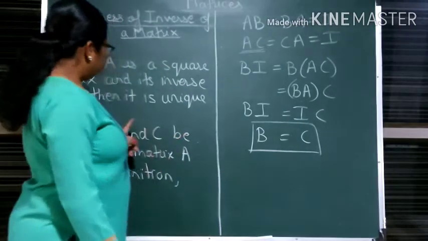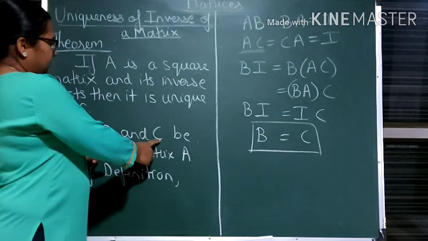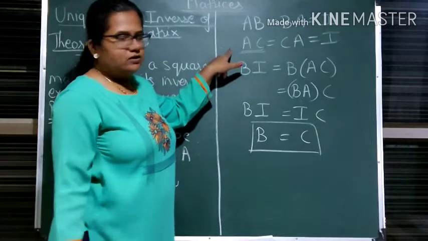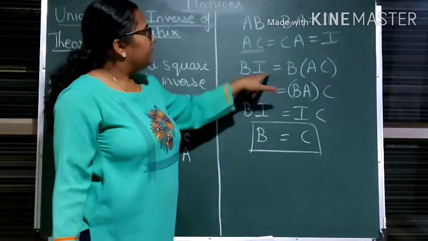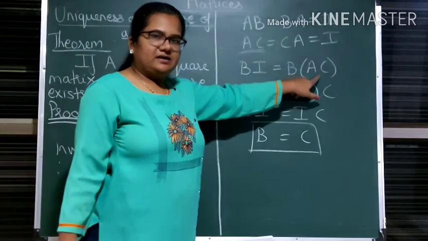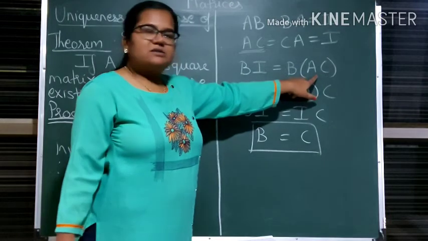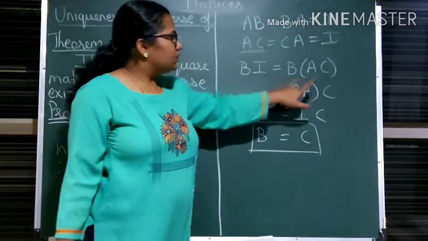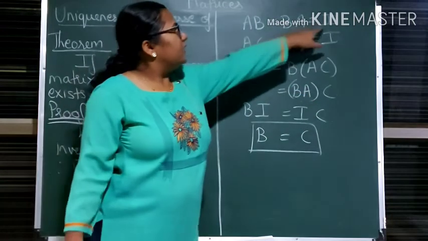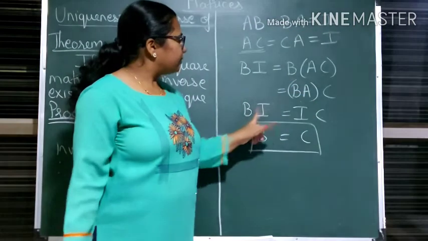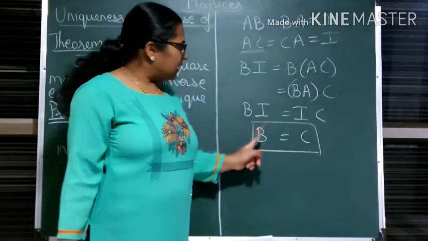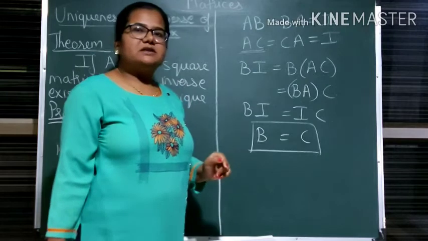So now suppose you have any two matrices, if both are inverse of A, then by definition these two statements follow. If we take B into I, then I is also equivalent to A into C. You can substitute in place of I here A into C. In matrix multiplication the associative law holds, so this can be written as B into A into C. What is B into A again? It is again equal to I. Therefore we get B into I is equal to I into C. So ultimately what you are getting here is B is equal to C.